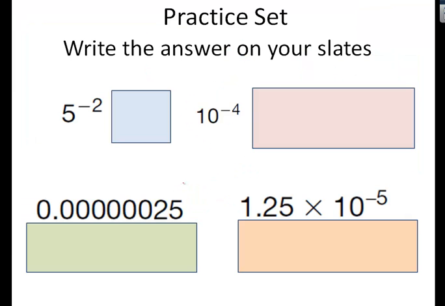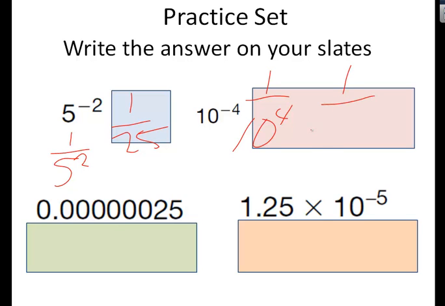Okay, let's practice. Let's do these 4 practice. See if you can do these on your own. Solve all 4 of them and then continue the video to see the answers. This first one, we have 5 to the negative 2, so that's going to be 1 over 5 to the 2. So that's going to be 1 over 25, because 5 times 5 is 25. This one here is 10 to the negative 4, so that's going to be 1 over 10 to the 4th. So that's going to be 1 over 10,000.